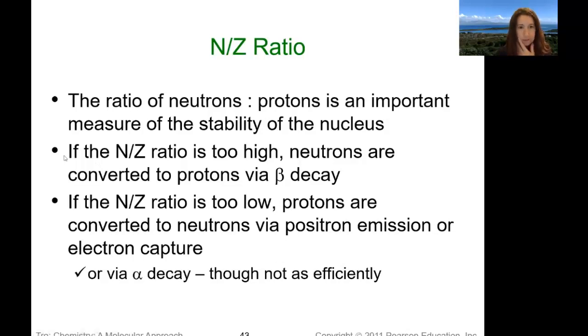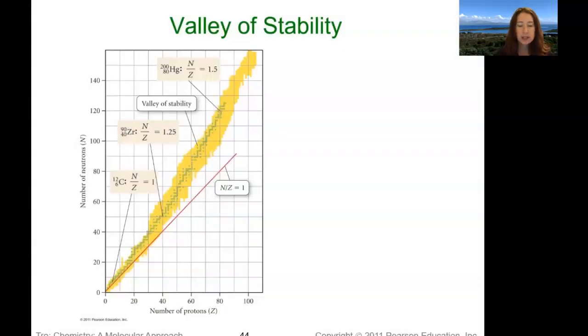Okay, so let's look at what's stable and what's unstable. This is called either the belt of stability or the valley of stability. It has all these names. And so you can see here, the green is our valley, our stability belt. And here's the number of protons, here's the number of neutrons. So we're just looking at the ratio of neutrons to protons.